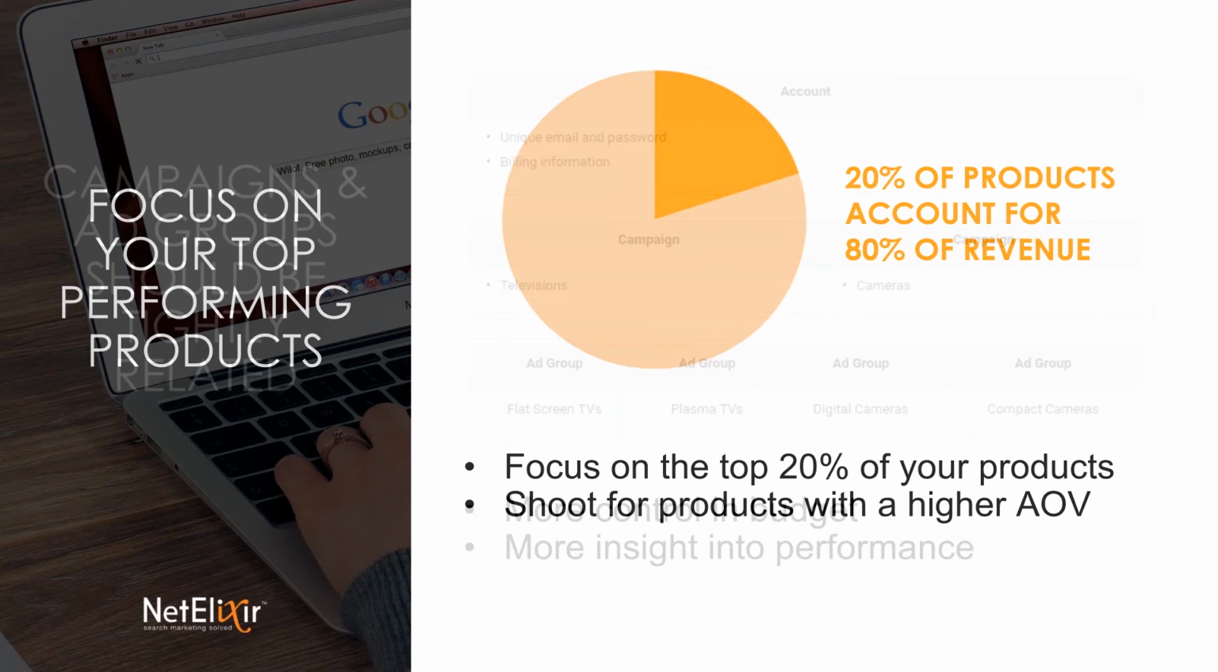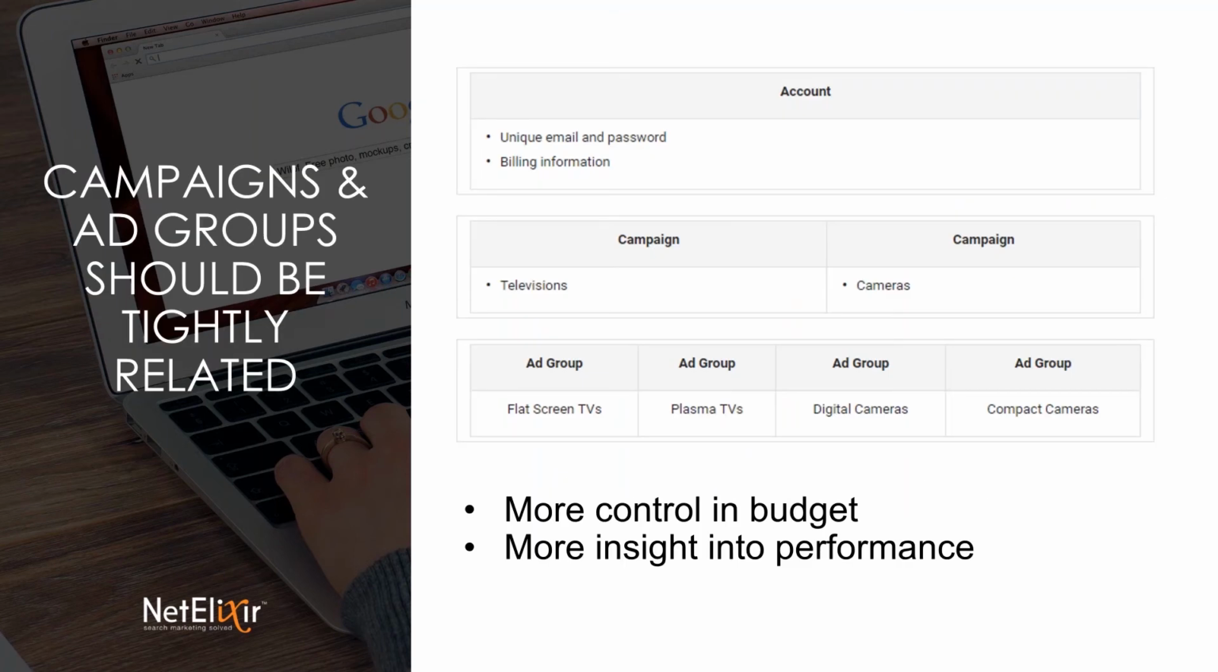So another feature of a well-structured account is campaigns and ad groups that are specific and tightly related. So taking a look at this example from AdWords, you can see that this electronics company breaks down its campaigns into televisions and cameras. So this is better than having just one campaign for all electronics, as you'll be able to have more control over your budget. So for example, if you wanted to push more ads for cameras one specific week, you can easily increase the budget here for the cameras campaign.